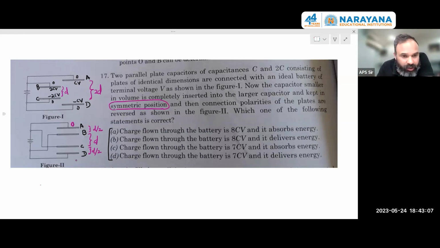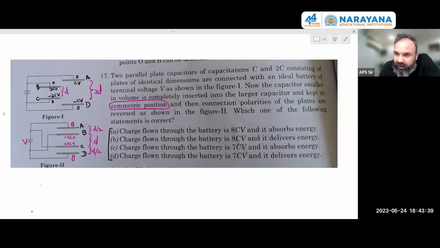Now what can I do? I know that the net charge the battery is going to supply is 0, so the outermost surfaces cannot have any charge. Now comes the point of how charges are distributed. Let's observe the inner ones, the B and the C ones. This plate is negatively charged, this positively charged with the same voltage V, and this capacitance is still 2C. So I will have a plus 2CV on the inner surface, and here I will have a minus 2CV.